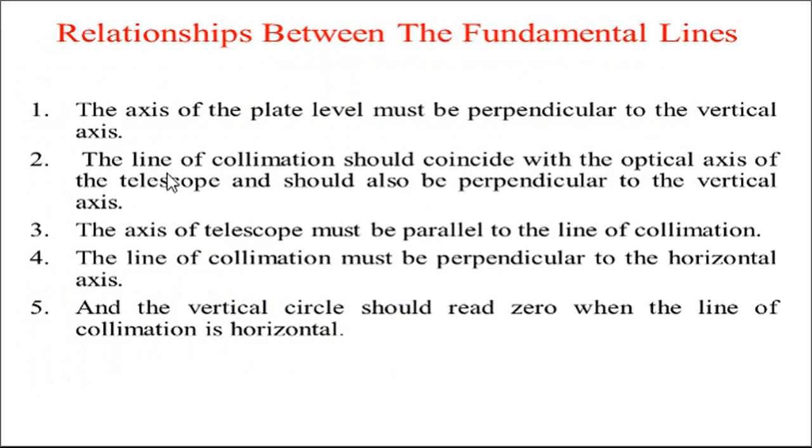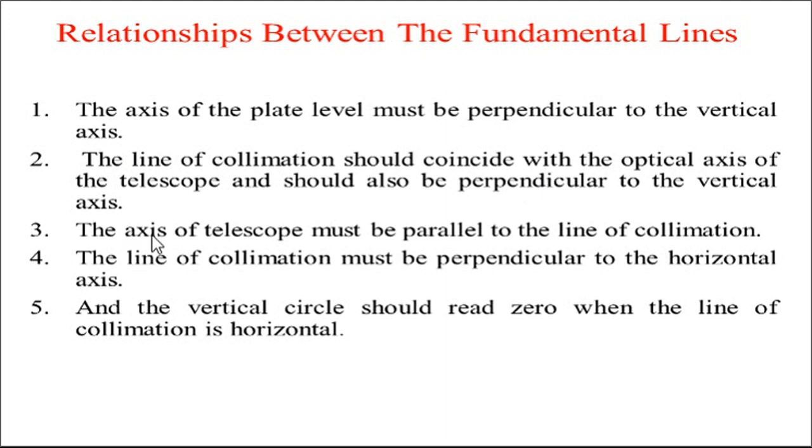So, first relationship, the axis of plate level must be perpendicular to the vertical axis. So, when this relationship does not exist, then we can say that the permanent adjustment of theodolite is disturbed. First relationship. Second one, the line of collimation should coincide with the optical axis of the telescope and should also be perpendicular to the vertical axis. So, this is the second relationship.